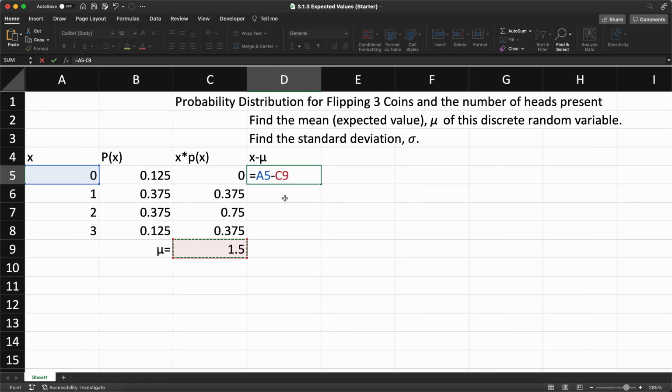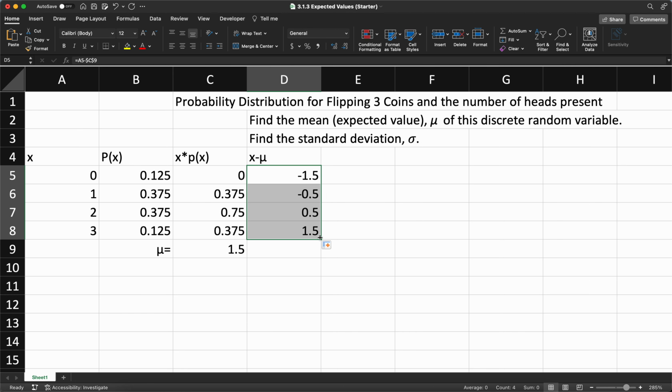So I'm going to hit F4 on the keyboard. Not the keys F and 4, but up on top, there are the function keys F1 through F12 on your keyboard. We're hitting F4, and that will lock that. You can also just put dollar signs in front of the C and the 9. You can manually add dollar signs in there. And now when I copy this formula down, everything should work the way we intended.